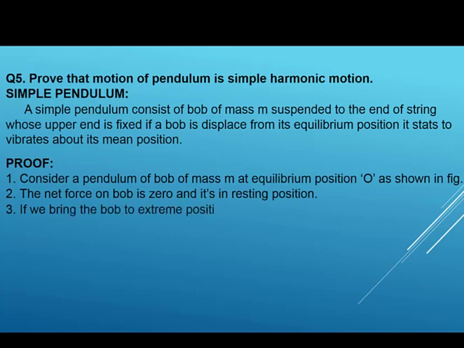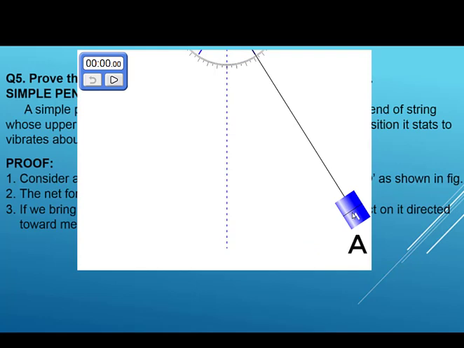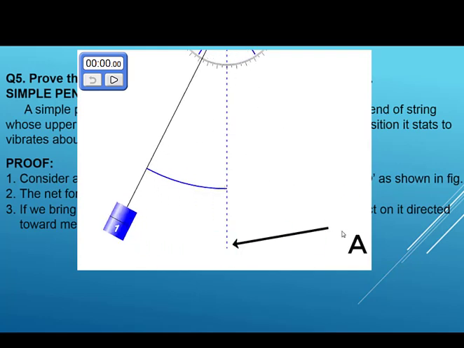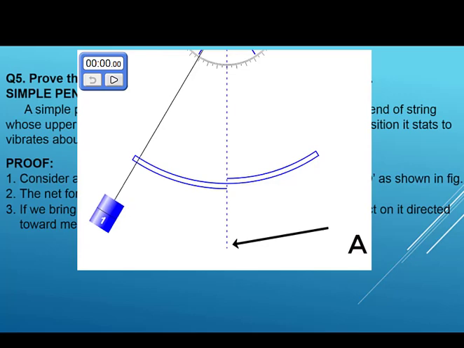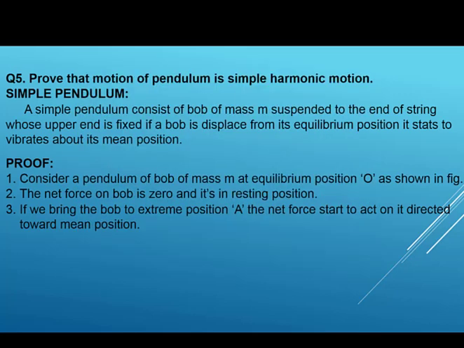If we bring the bob to extreme position A, that is, if we displace it from its equilibrium position and take it to point A, a net force starts to act on it, directed toward the mean position. Now the force will start to act that pulls the object towards the mean position. If I release it, what will happen? Definitely, due to the restoring force, the weight is the force acting towards the mean position in a simple pendulum. So it will pull the object towards its mean position.